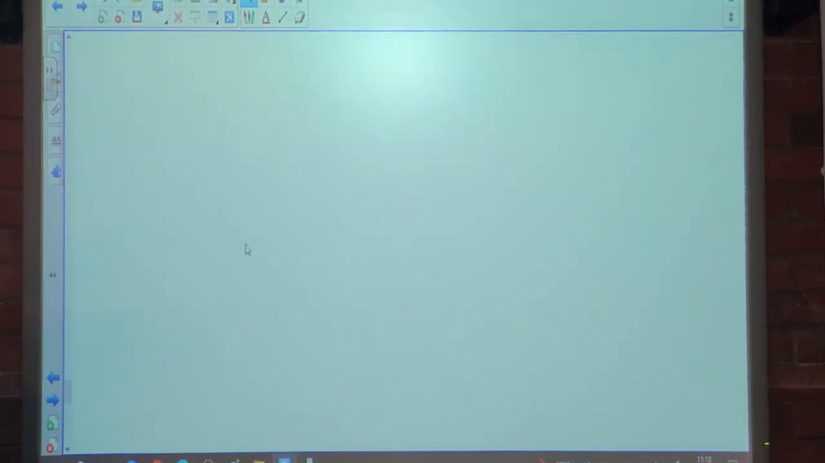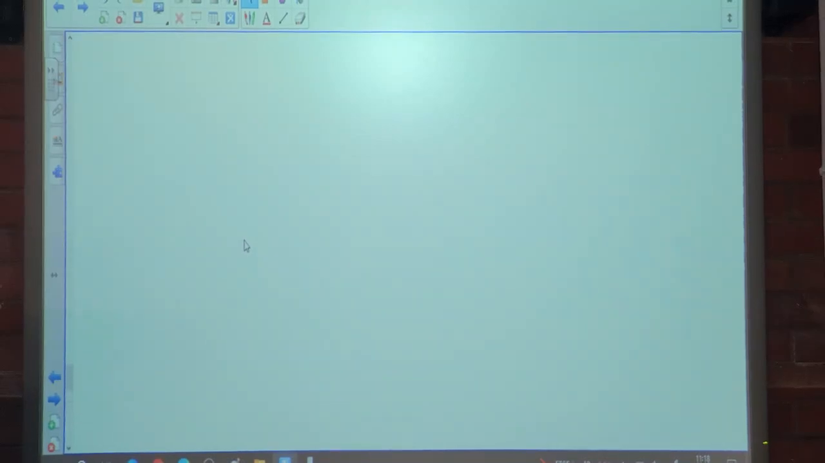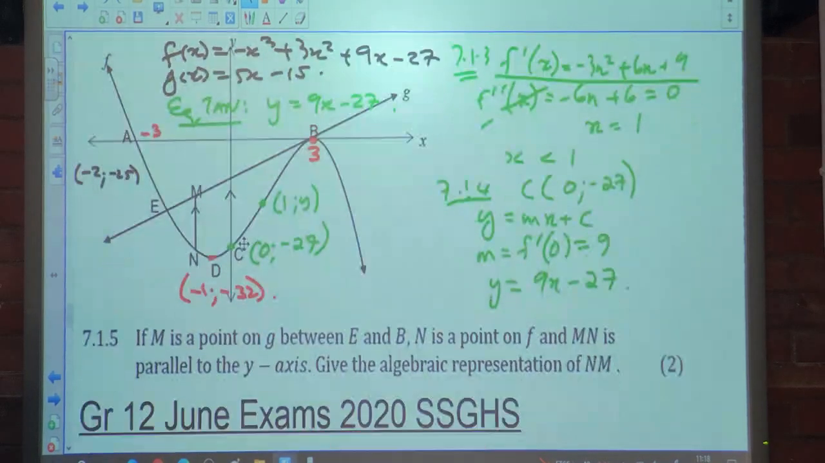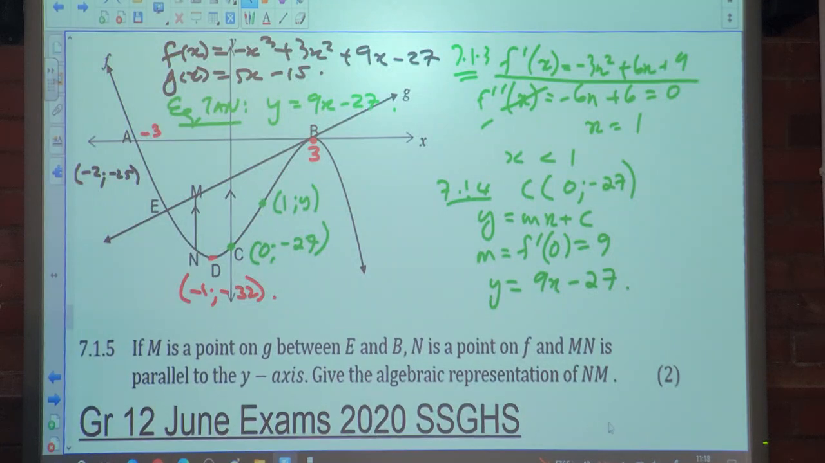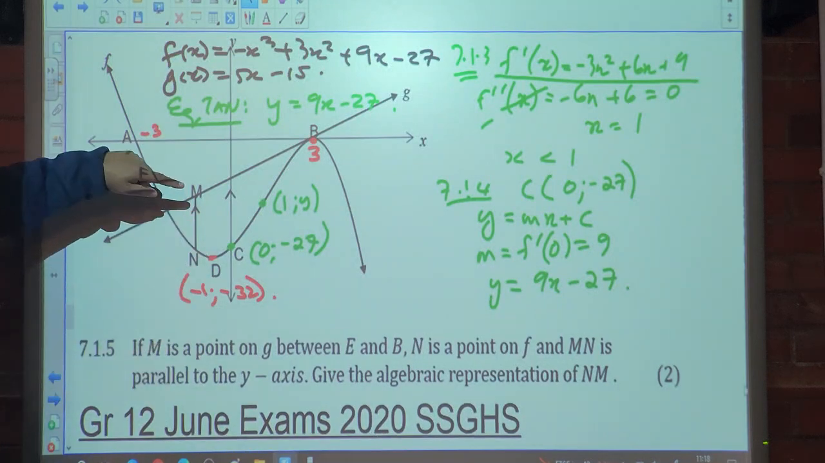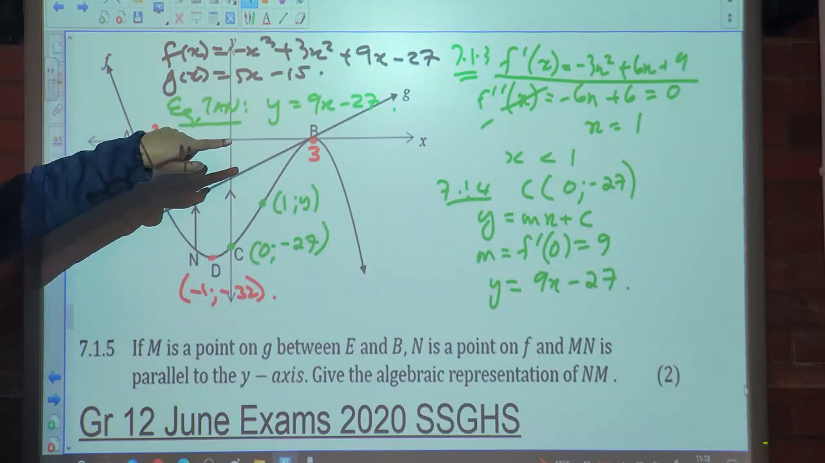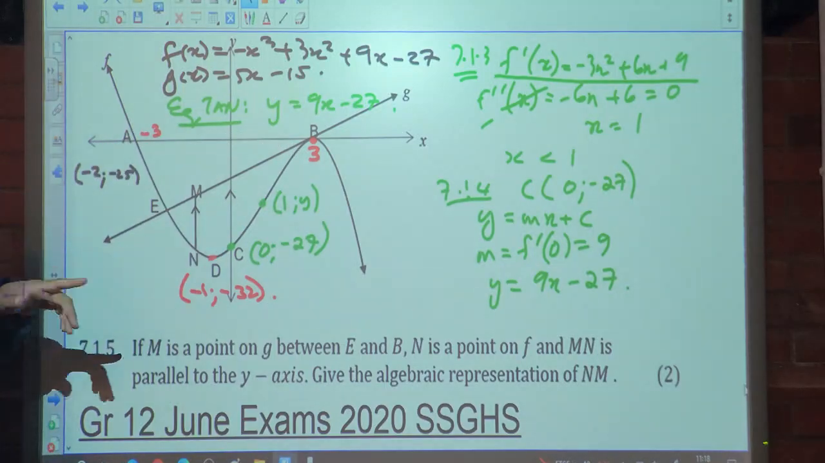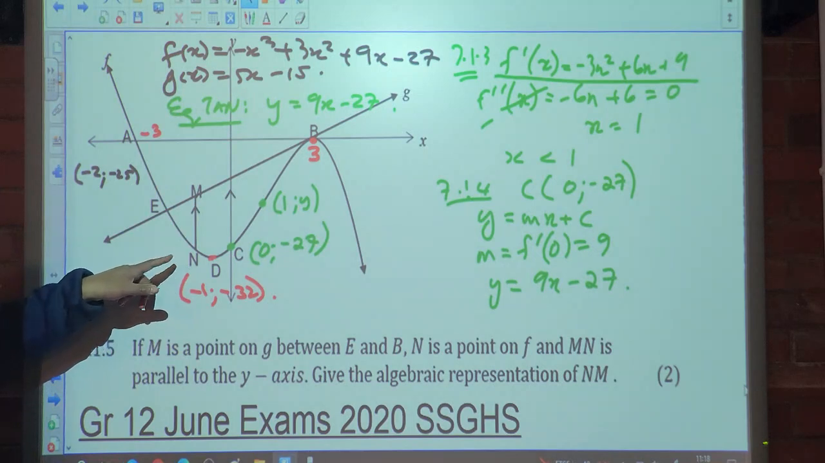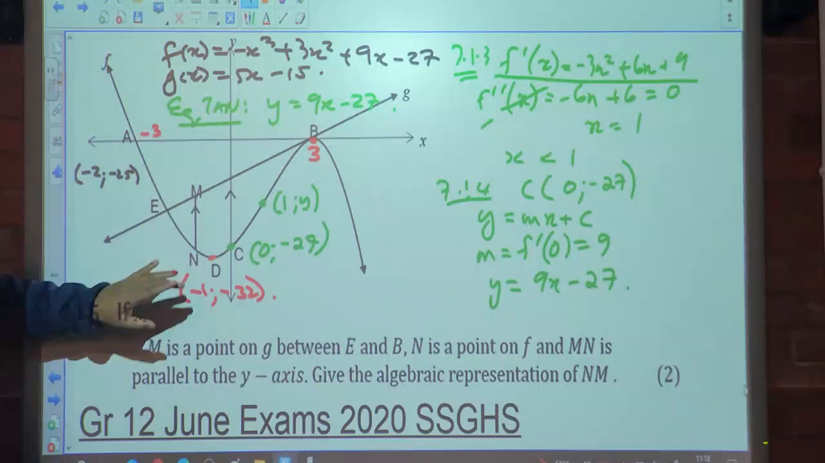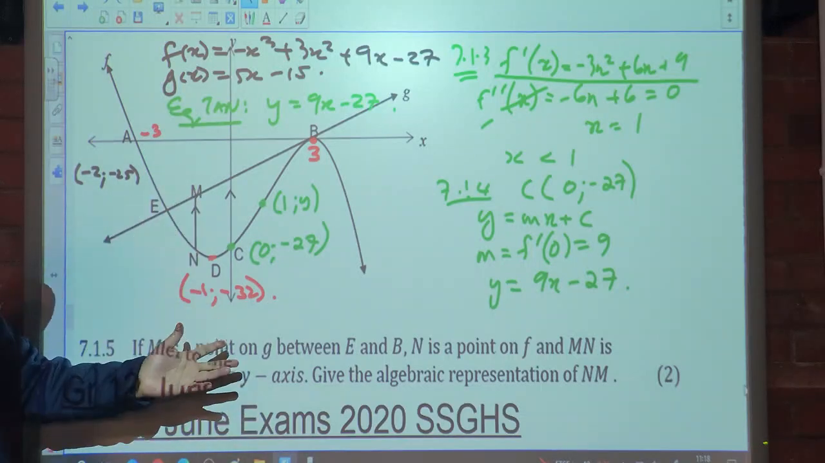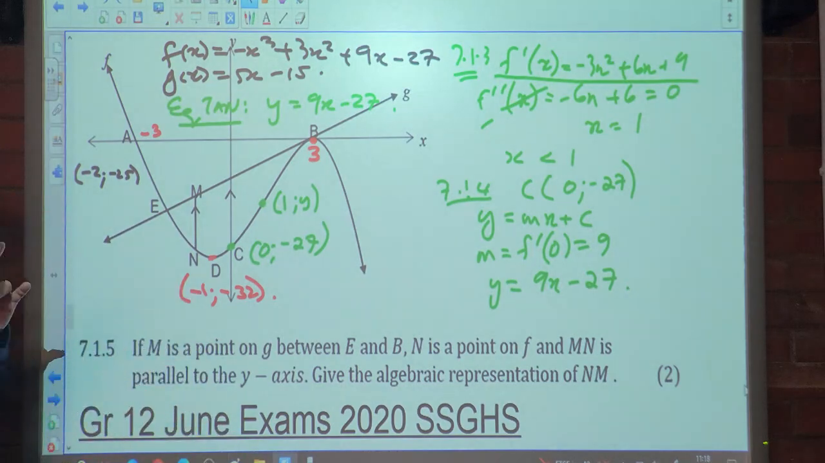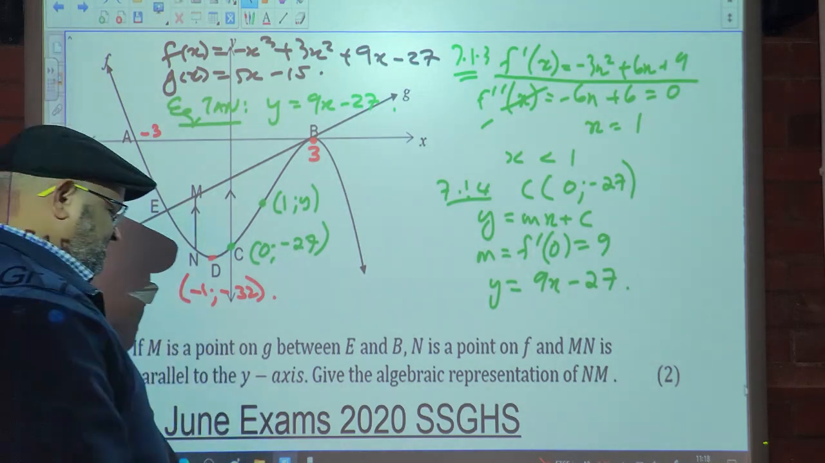Here 7.1.6. Now we are told, if M is a point on g between E and B, N is a point on f, and MN is parallel to the y-axis, or you could have said perpendicular to the x-axis, give the algebraic representation of MN.